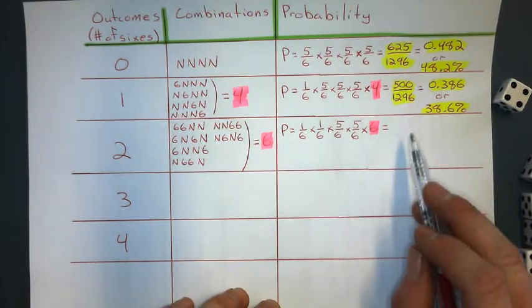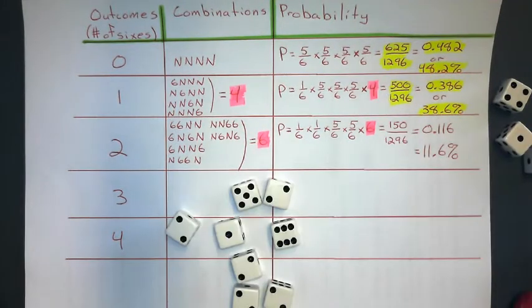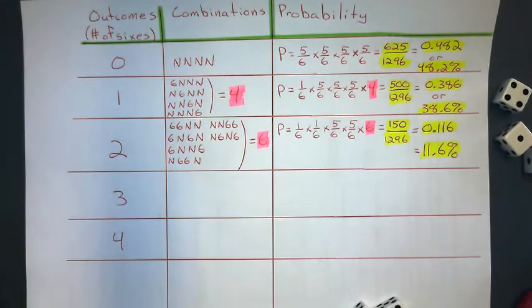Now I'll work out the probabilities like I did here, and I'll express it in all 3 ways as well. Okay, so 11.6% chance of rolling 2 sixes with 4 dice.